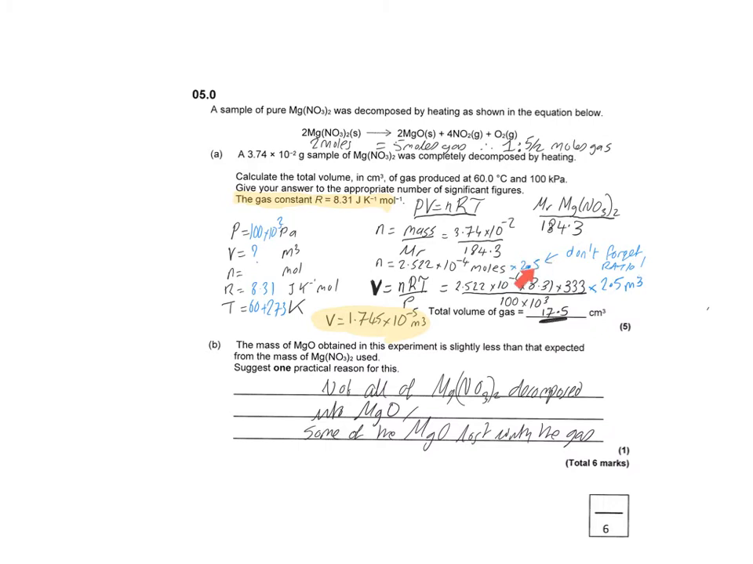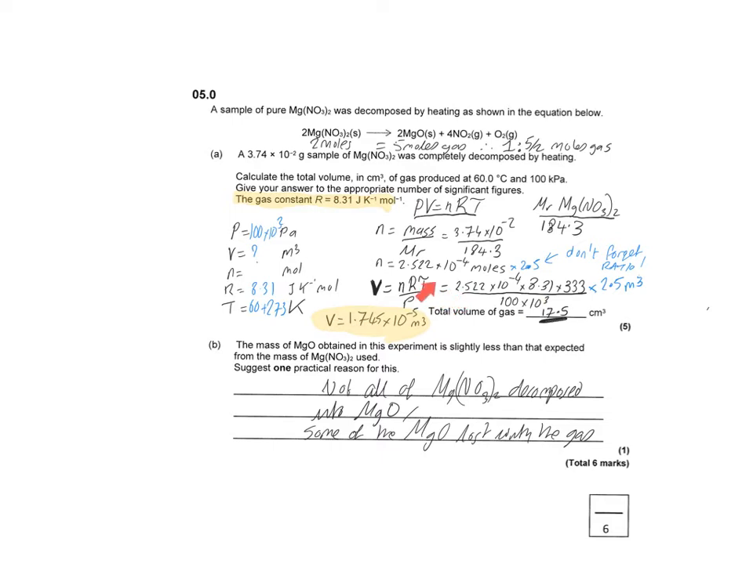And this is what a lot of students, their answer was out by 2.5 times. So you need to times the number of moles by 2.5. So n is the number of moles of magnesium nitrate times 2.5, times by R. Now the temperature, have you converted your temperature into Kelvin? Divided by the total pressure. So the total pressure was given to you in kilopascals. Don't forget to times that by 10 to the 3 to convert it to pascals.